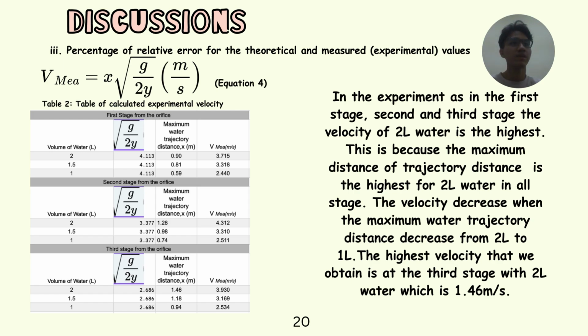In the experiment, for the first, second and third stage, the velocity at 2 liter of water is the highest. This is because the maximum trajectory distance is the highest for 2 liter water in all stages. The velocity decreases when the maximum water trajectory distance decreases from 2 liter to 1 liter. The highest velocity that we obtain is at the third stage with 2 liter water, which is 1.46 meter per second.